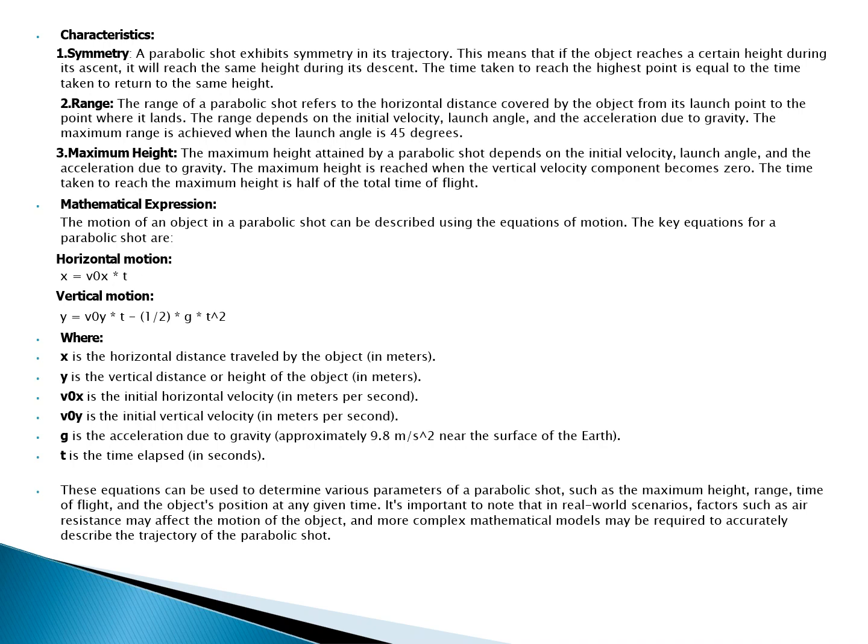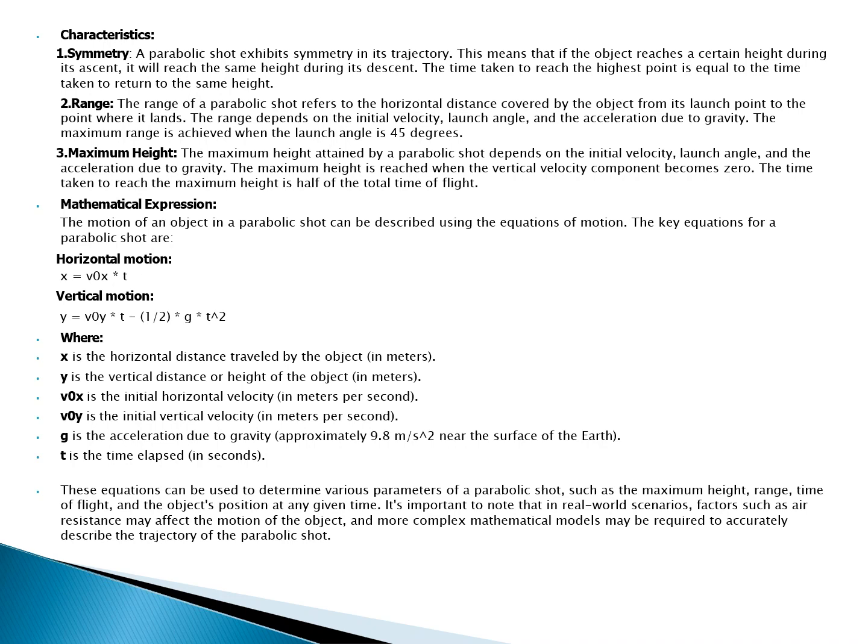The range of a parabolic shot refers to the horizontal distance covered by the object from its launch point to the point where it lands. The range depends on the initial velocity, launch angle, and the acceleration due to gravity. The maximum range is achieved when the launch angle is 45 degrees.